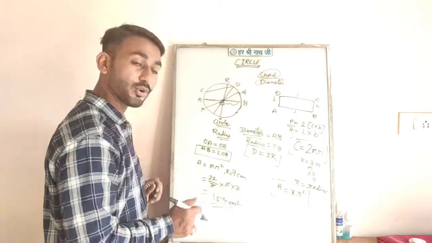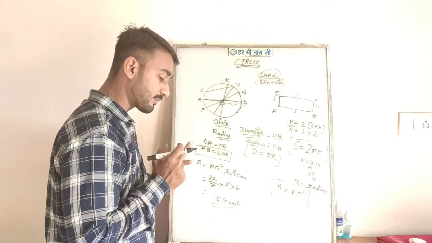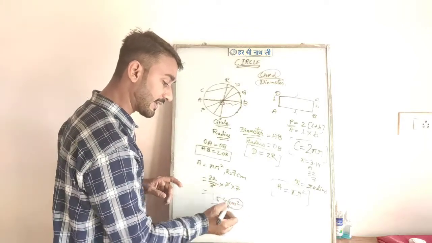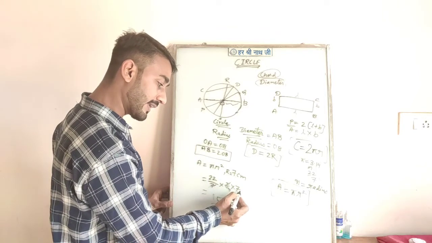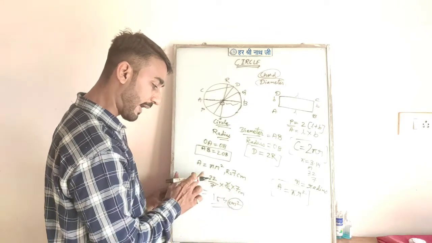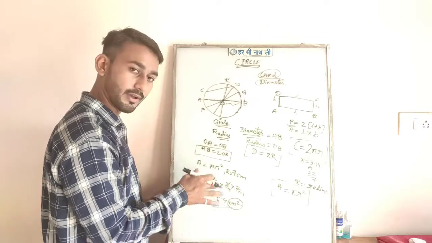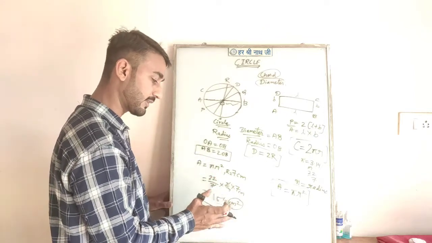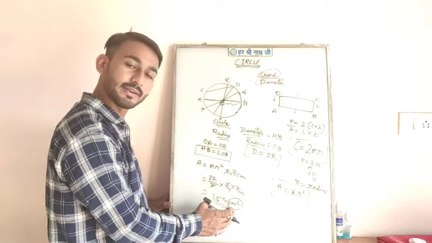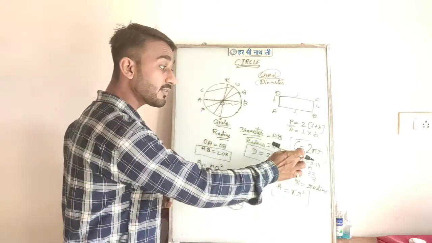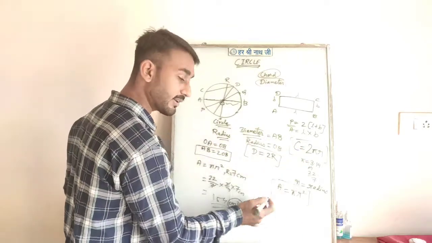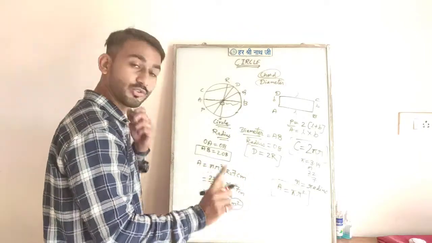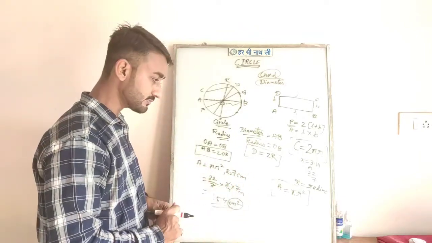Now make sure we are using the unit correctly. Why? Because this is 7 centimeter, again this is 7 centimeter, and pi is dimensionless, because I'll explain that also, why it is dimensionless. Centimeter into centimeter is centimeter square. But in case of circumference, we only have to mention centimeter or units a single time. There is no square.